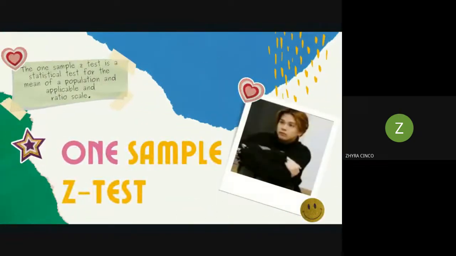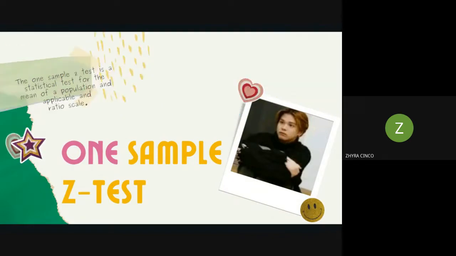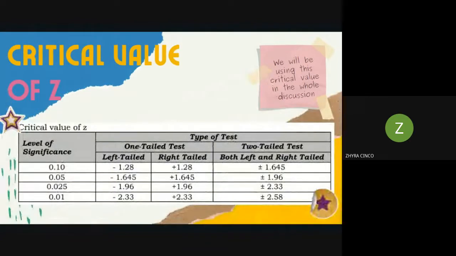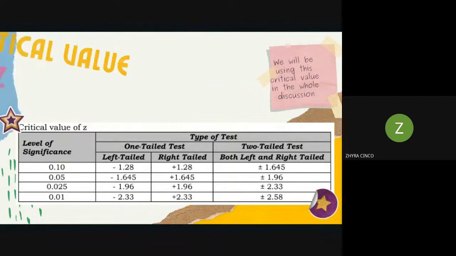For today's topic, we will be discussing the 1 sample Z test. It is a statistical test for the mean of a population, used for finding a significant difference. Here is the formula for the one sample Z test, where x-bar is the sample mean, mu is the population mean, sigma and s are the population and sample standard deviation, and n is the sample size. For the critical value of Z, we will be using this critical value throughout this discussion.